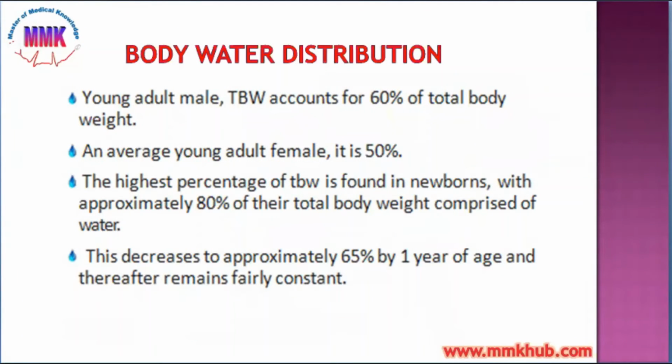The highest percentage of total body water is found in newborns, with approximately 80% of their total body weight comprised of water. That's the clinical significance: neonates can have serious consequences of dehydration, as almost 80% of their body weight is comprised of water. This composition of water decreases with age to approximately 65% by the age of 1 year, and thereafter it remains fairly constant.